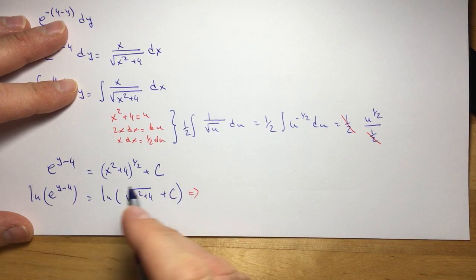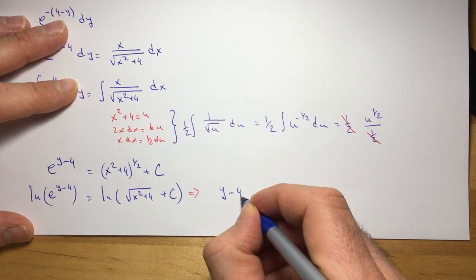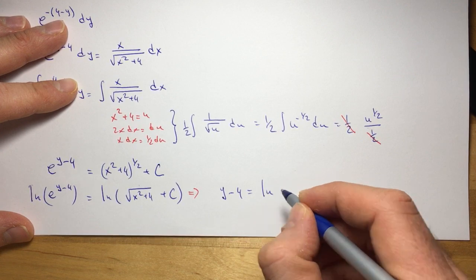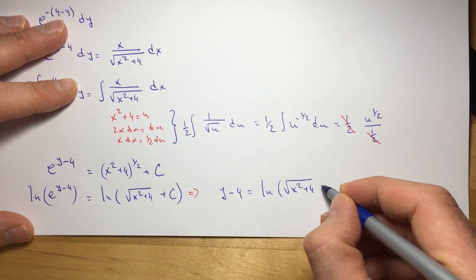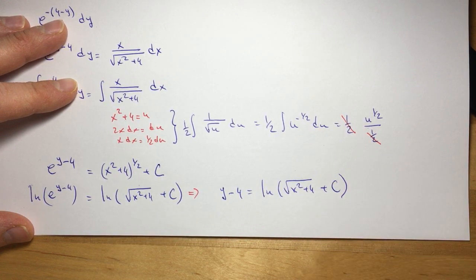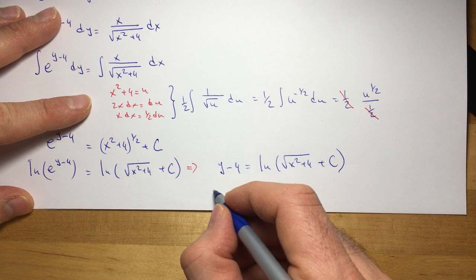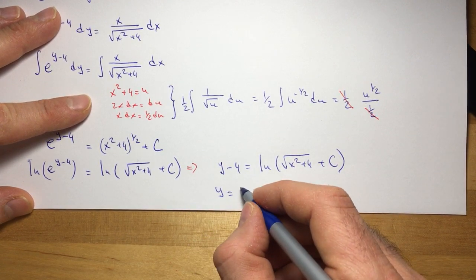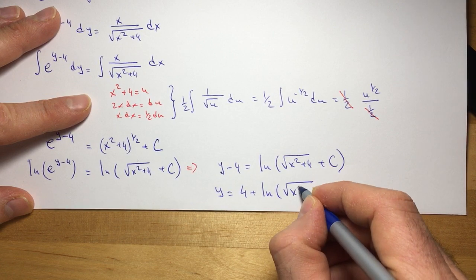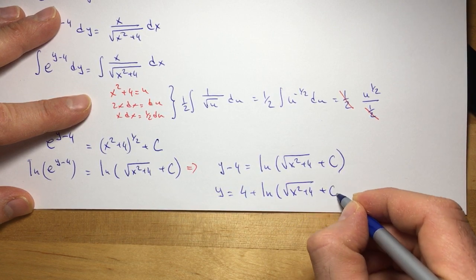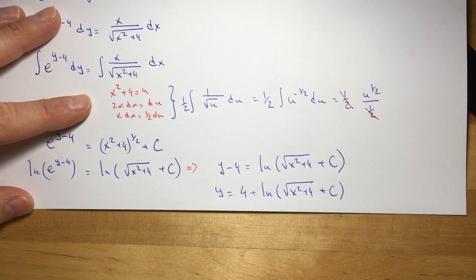ln of e to the power y minus 4 is simply y minus 4, which is equal to ln of square root of x squared plus 4 plus c. Finally, y is equal to 4 plus ln of square root of x squared plus 4 plus c.